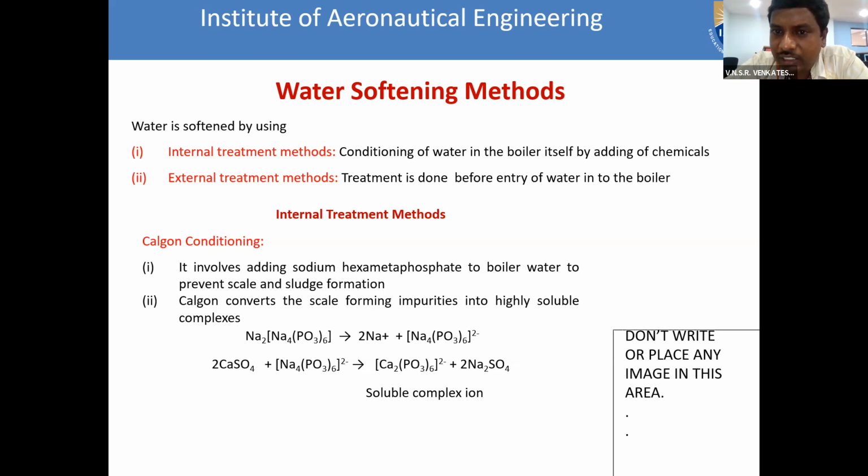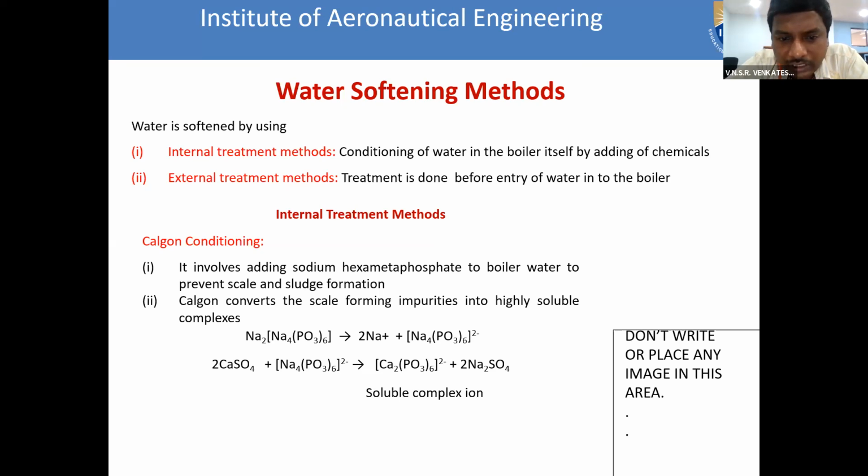Internal treatment means conditioning of the water in the boiler itself by adding chemicals. Whereas external treatment means treatment is done before the water enters the boiler. So that is about the water softening methods. What is water softening? The process of removal of hardness-causing salts from the sample of water. That is called water softening.